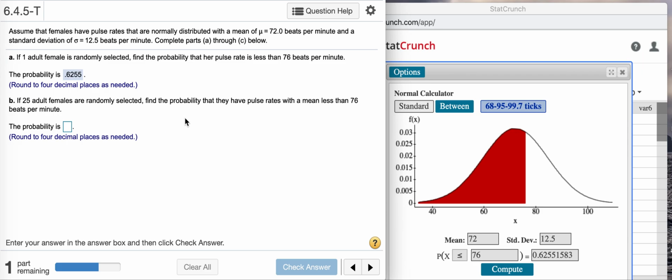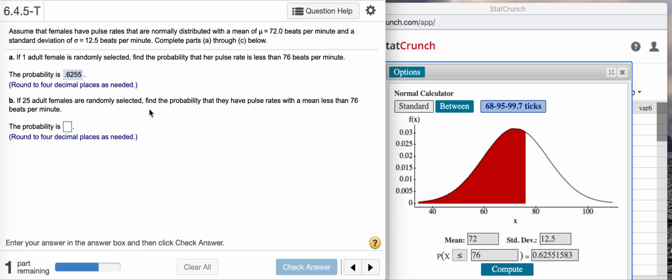So in this case, if we'll remember, the standard deviation for the sampling distribution is going to be the standard deviation of the population divided by the square root of the sample size. So the square root of 25 is 5. So 12.5 divided by 5 is 2.5.